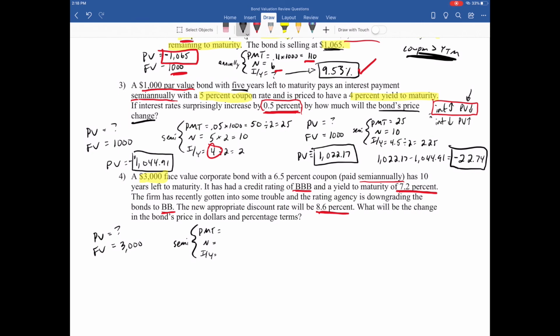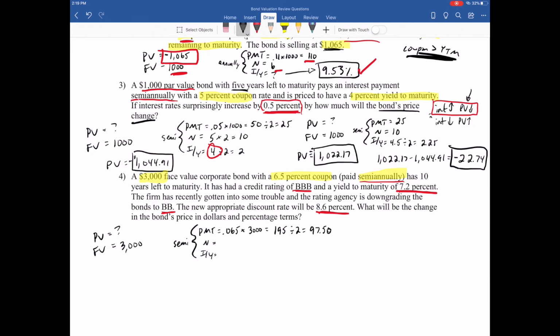Again, though, the payment here is also going to be slightly different because we have a 6.5% coupon. Previously, in all of our calculations, we've multiplied this value by 1,000, but it is 6.5% of face value. So I'm going to take 6.5% and multiply it by the face value of $3,000, and I would receive $195 per year in interest. However, it is paid semi-annually, so I need to divide this value by 2, and every 6 months I would receive $97.50.